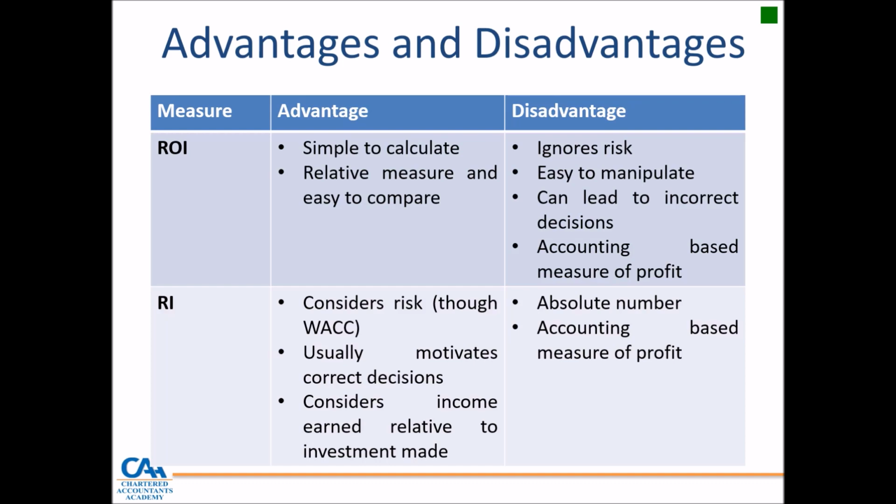As we highlighted, it considers income earned relative to the investment made. I'm now evaluating: if I invest funds of this much in the form of investment, I'm able to earn income of this much. Is it income that my shareholders are willing to accept? If the answer is yes, I then accept project A. So that's how I would make a decision linking the net present value, the return on investment and residual income.